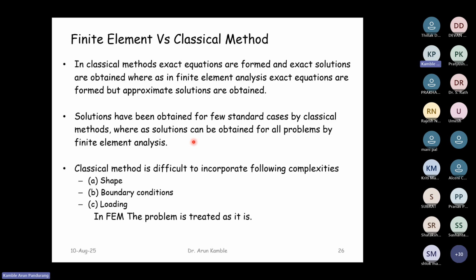Whereas the solution can be obtained for all problems by using finite element analysis. By using the analytical approach, we can't get the solution for all problems. We can get a solution for simple problems, but for complicated problems, we can't get solutions by analytical methods. But by using finite element analysis, we can get the solution for any problem. Also, the classical method is difficult to incorporate the following complexities: the shape, boundary conditions, and the loadings. But in the finite element method, we consider the problem as it is.